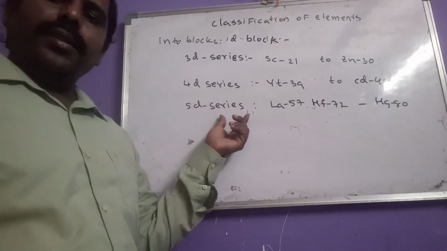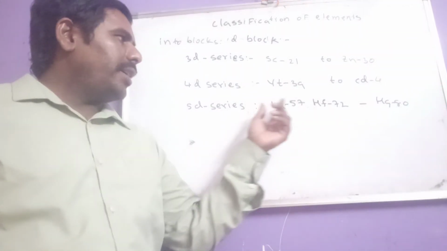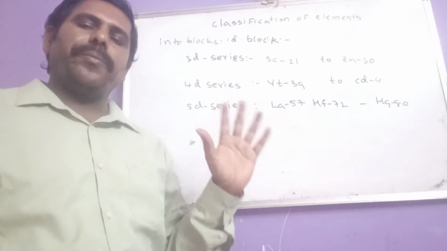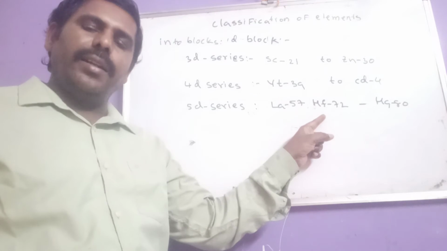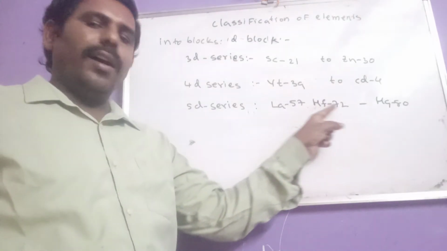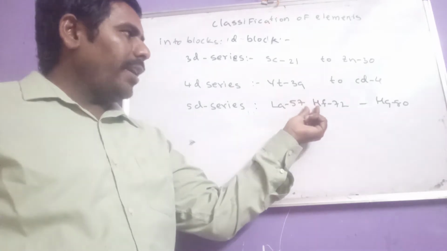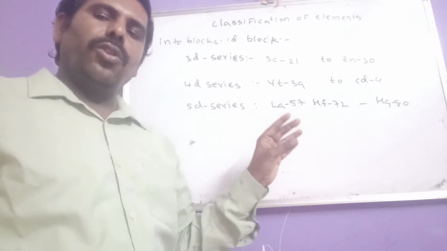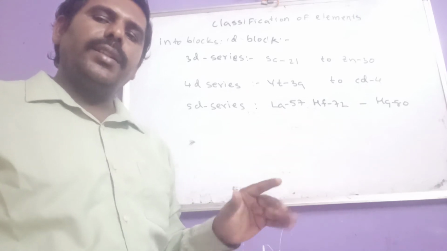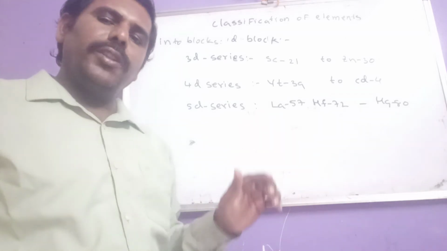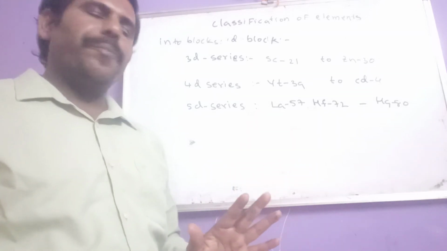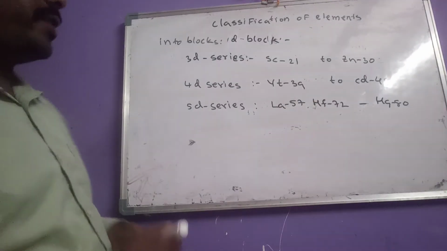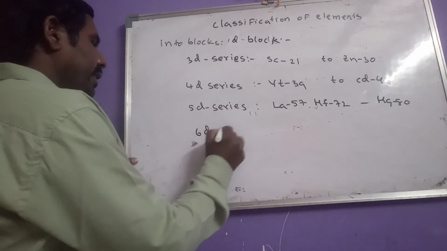So in the third transition series, what is the immediate next element, or second element? We get this question. It is hafnium 72. In between lanthanum and hafnium, 14 elements are missed out. Those are placed as lanthanides, the 4f series, below the periodic table. So the immediate next element in the 5d series is which one? Hafnium 72.